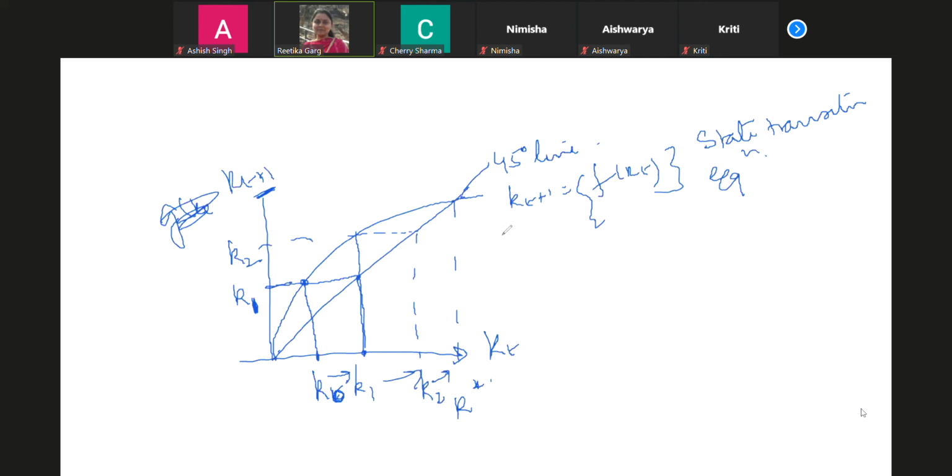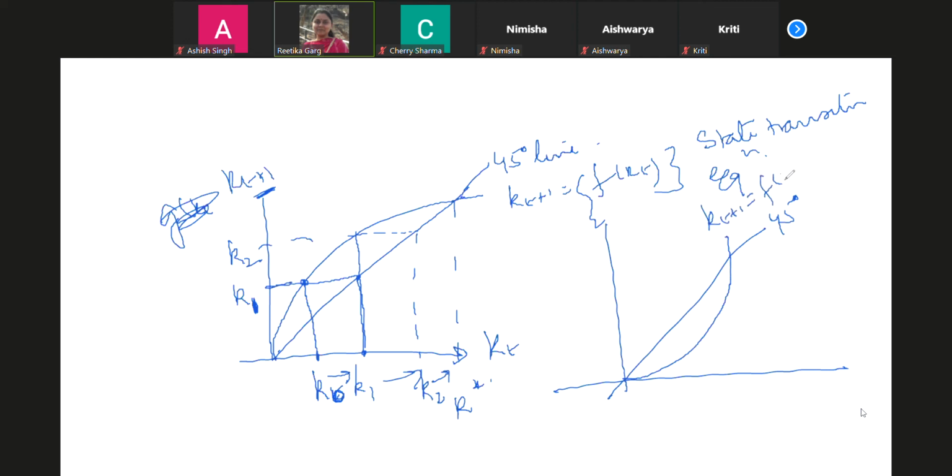Why? Because this is concave. Had it been convex, this is again the 45-degree line. Let me write now the convex function: K_{t+1} is equal to a function of K_t. Again, this is the state transition equation. On the vertical axis you have K_{t+1}, and on the horizontal axis you have K_t. I have to work in discrete time to be able to tell you why this will be unstable, but just draw the inference from here. If this is K0, K1 will be here, right?